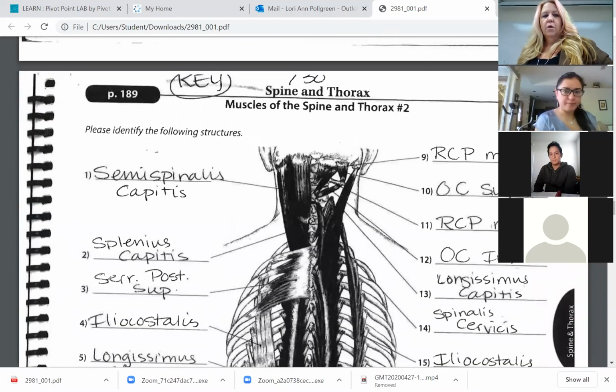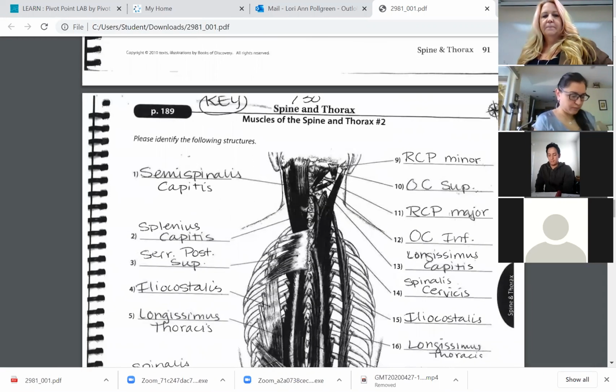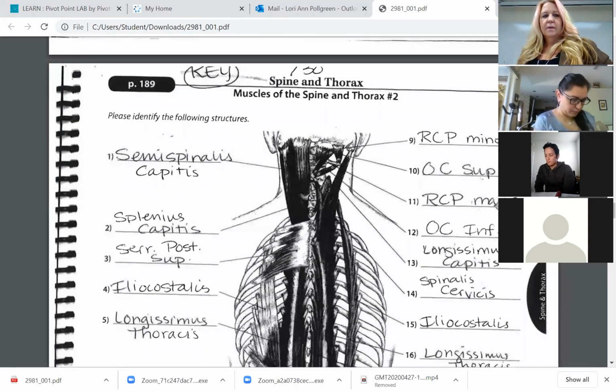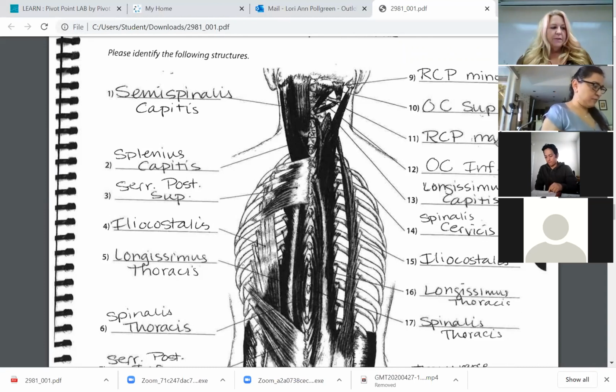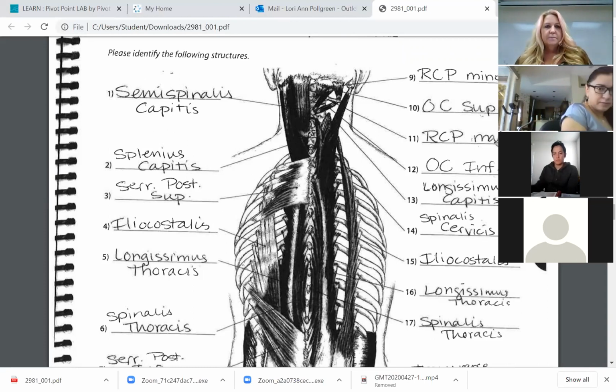All right, so let's go over some muscles, you guys. So number 1, semispinalis capitis. And what do we know about the word capitis? If somebody wants to unmute and say it, you can. Capitis means head. We put a ball cap on our head, so that's the way to remember capitis, right? If you see a muscle that says capitis, look for an attachment on the head.